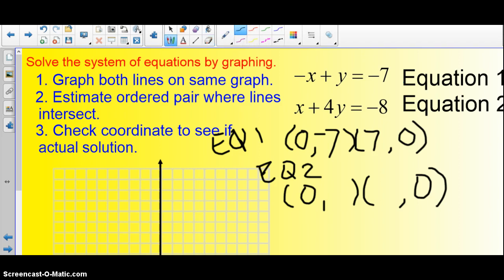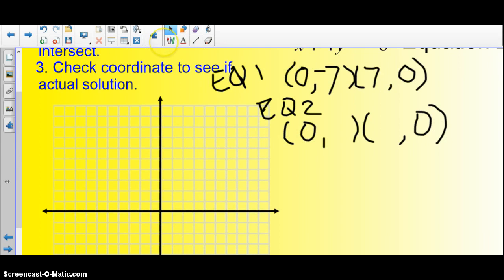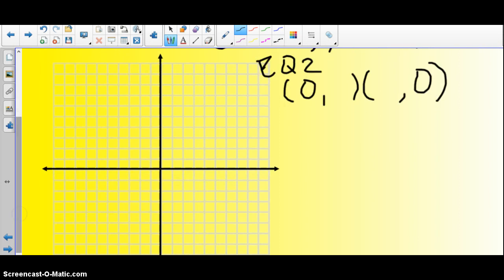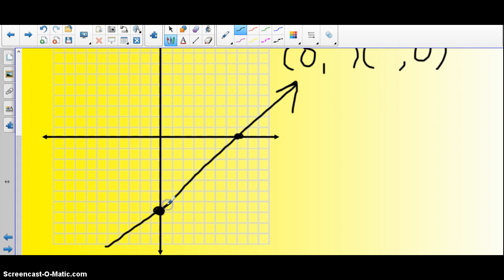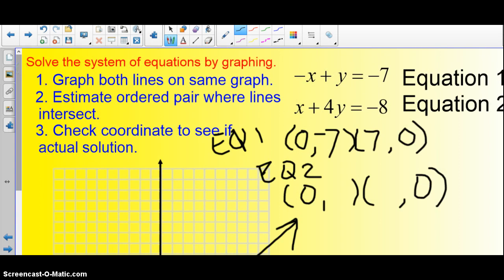And I can plot those points. So I'm going to move my graph up a little bit. So we've got 0, negative 7. And as I count down, there's 0, negative 7. And then my other coordinate point was at 7, 0. And then I could draw this line in between, down a little bit, just in case it intersects down here. I have one line already drawn for that first equation.